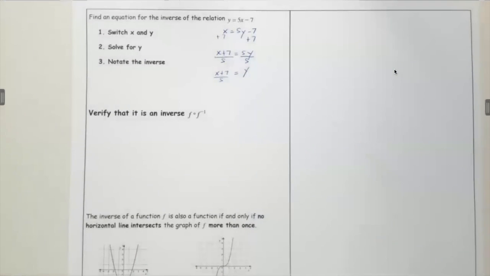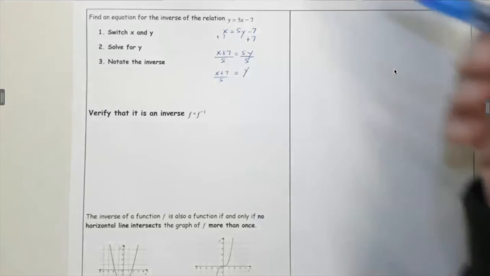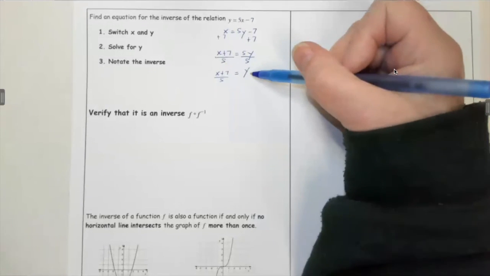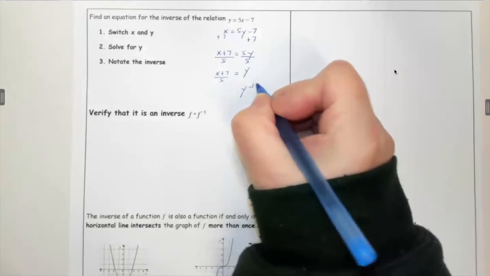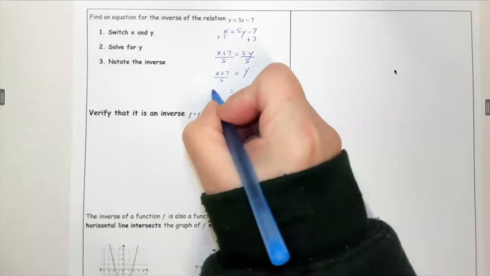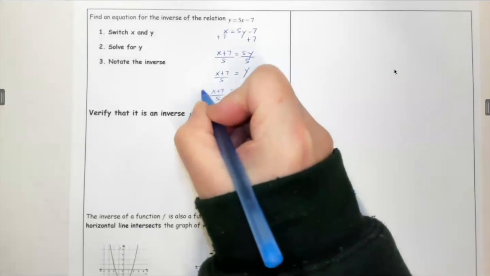The last thing that I need to do is notate that it's the inverse. This is the function y. This says it's the function y. I need to make sure that I notate that this is the inverse. y inverse would be (x plus 7) divided by 5.